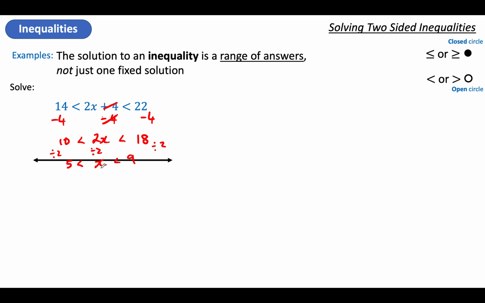Right, now where's my little number line? I knew it was going to just appear there, so I'm going to have to rewrite my working out.